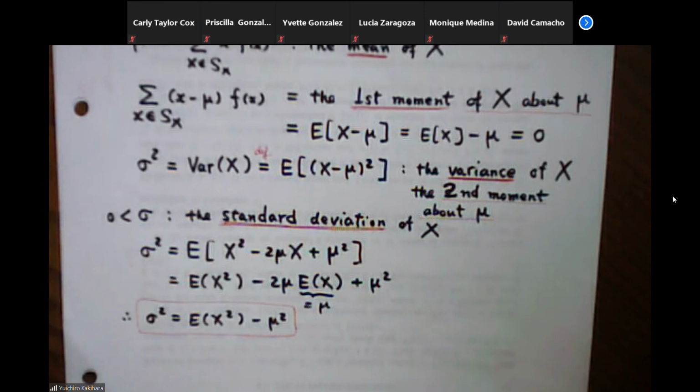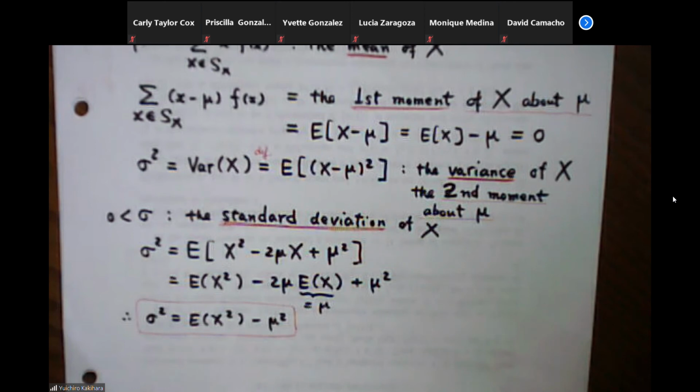So when data is given, we just take x squared and multiply by the probability mass function. And then the sum is done, then subtract mu squared from that. Okay, that is the variance. So this is an easy way to calculate.